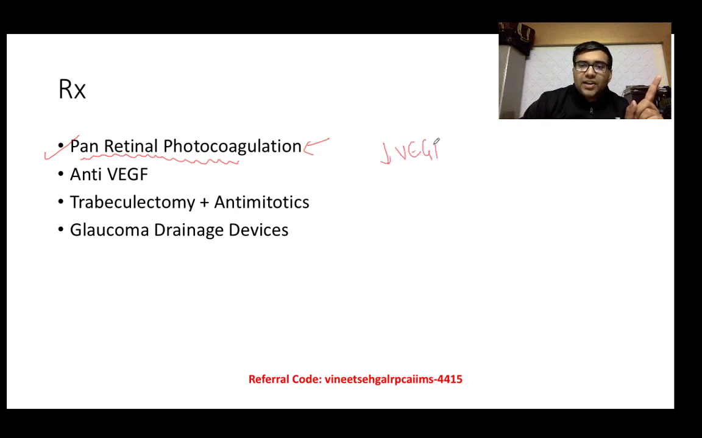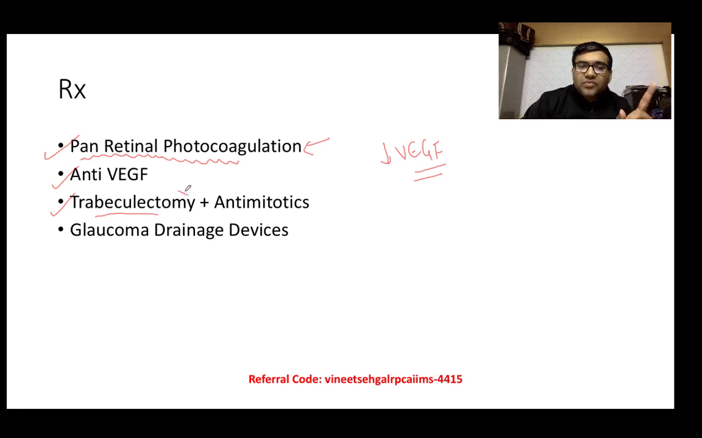And how do you do it? You have to decrease the VEGF formation. So first you do a pan-retinal photocoagulation, to photocoagulate the cells that are producing VEGF. Then you can use anti-VEGF injections like ranibizumab or bevacizumab. If the IOP does not control even then, go for trabeculectomy.